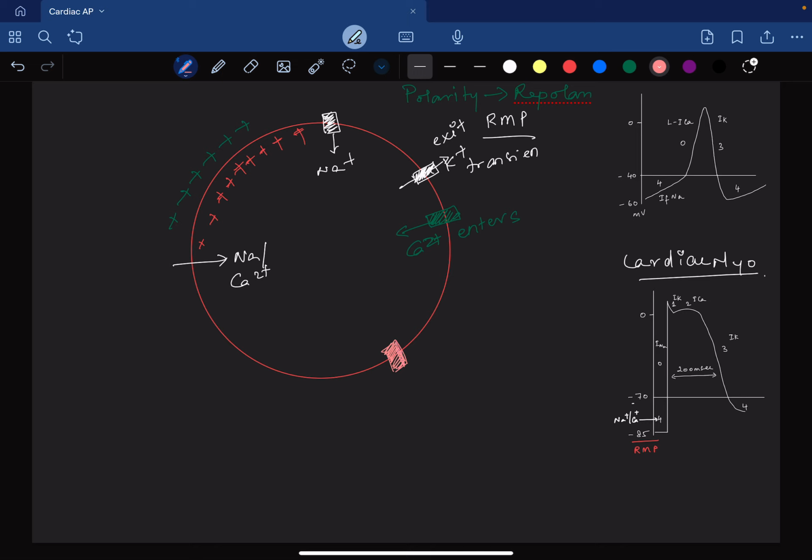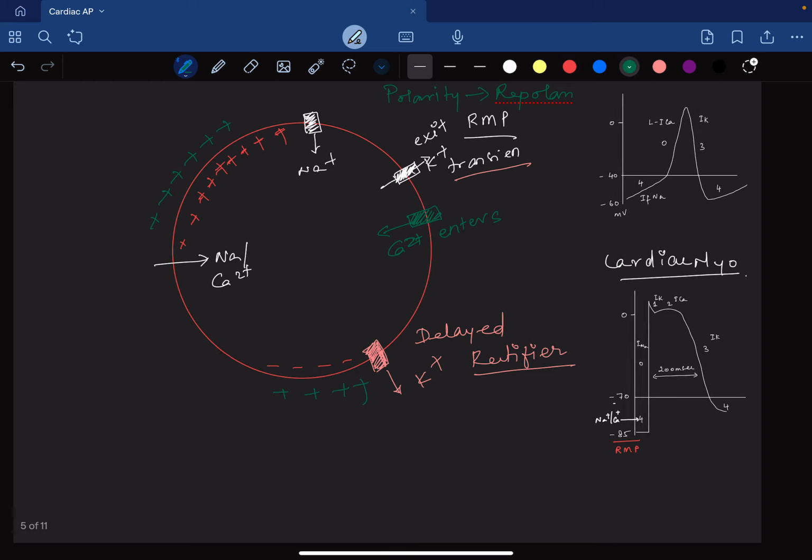Okay, this is potassium exiting. It's called a delayed rectifier potassium channel. Why is that? To differentiate this from the transient potassium channels we just read about, because it opens late, stays open for a long time, and rectifies the polarity. It brings the polarity back into the cell by making the membrane potential inside negative and outside positive.